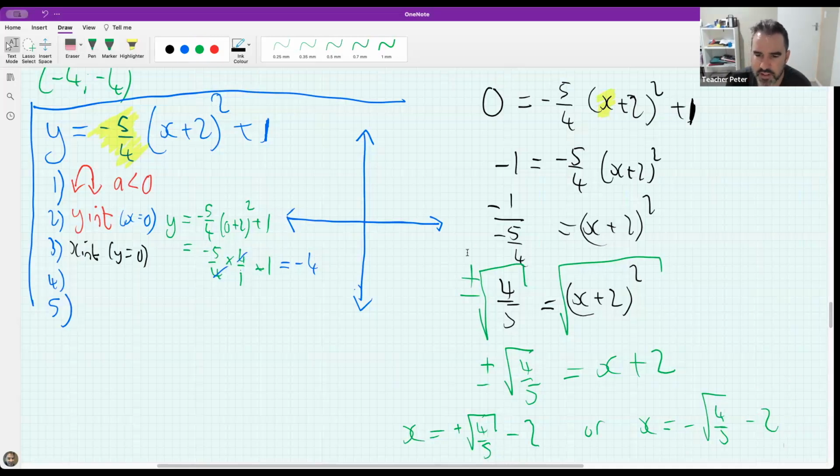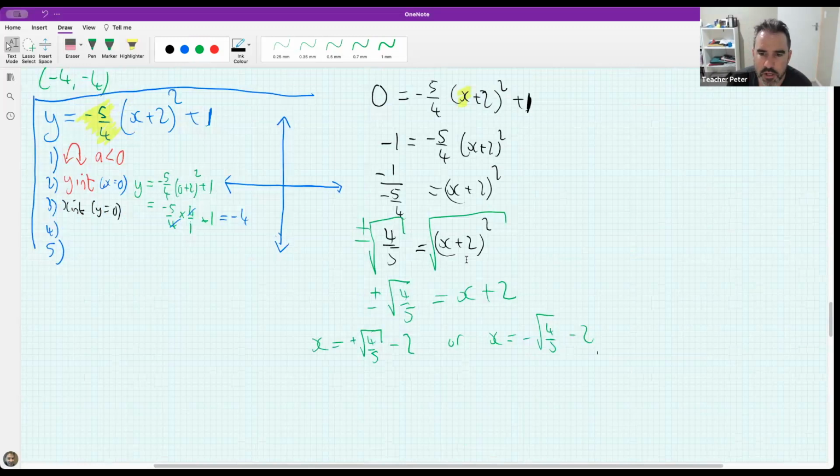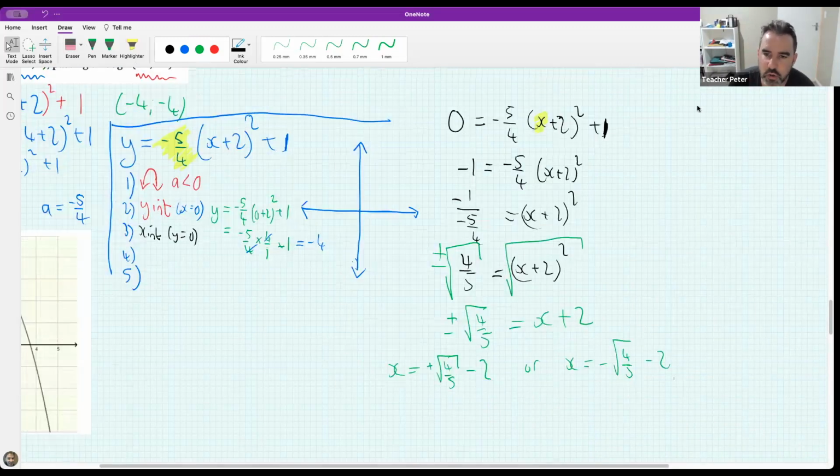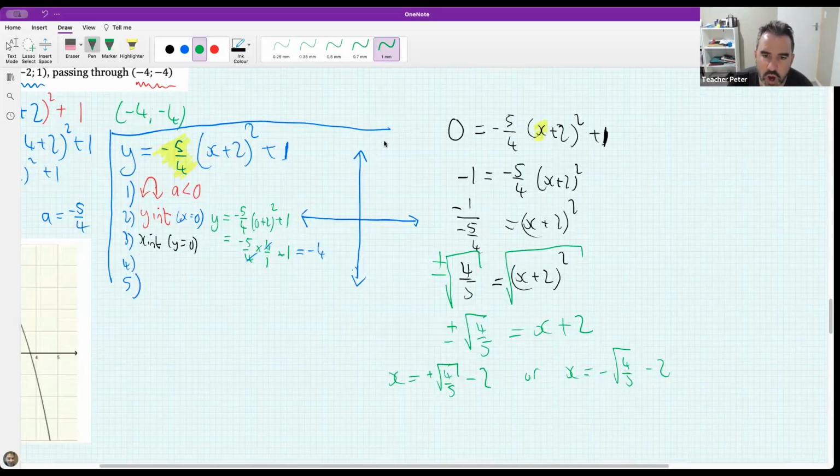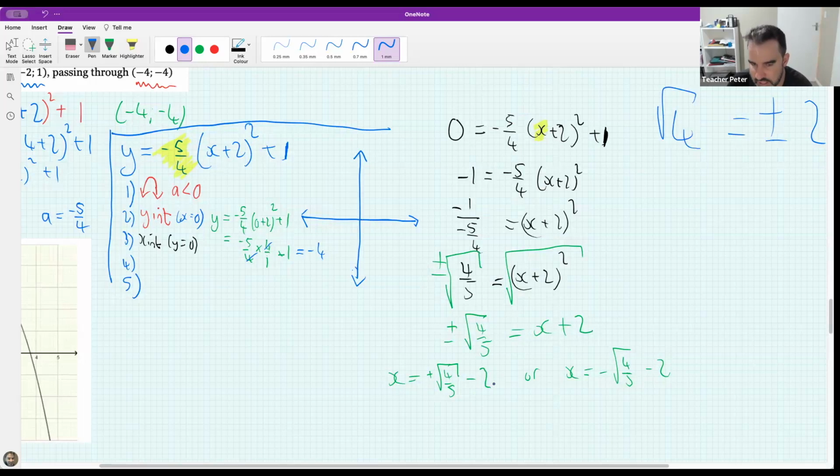Now, I probably went a little bit fast there for most people, but just to show you what I was doing, I took y and I made it 0. And then I just moved the 1 across. I then divided both sides by minus 5/4. I then square rooted both sides, and I got positive and negative. It's like if you square root 4, the answers are plus and minus 2. So the same thing is happening here. But then for each side, I had to take away 2, and that would give you my x-intercepts.